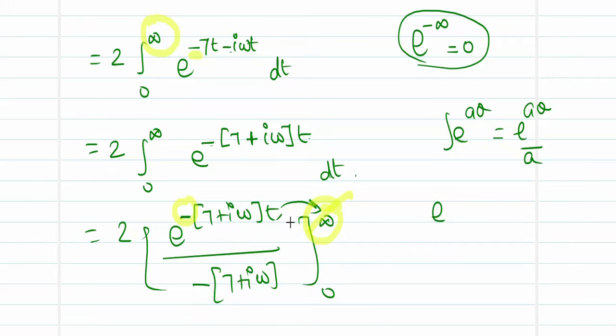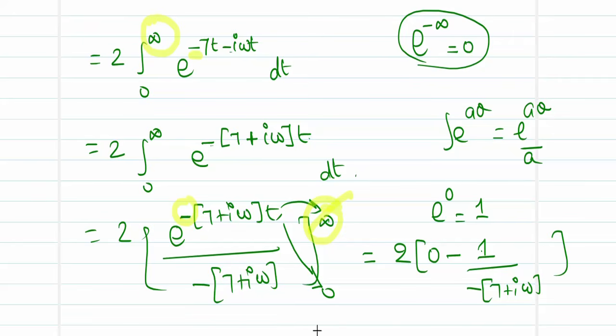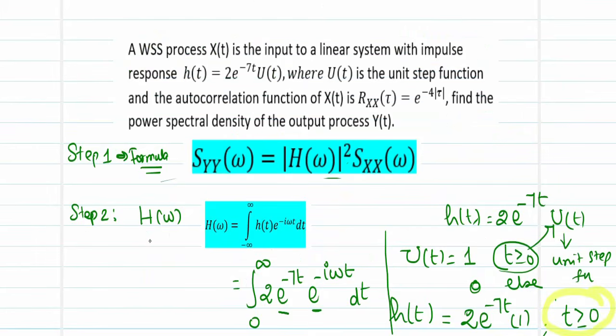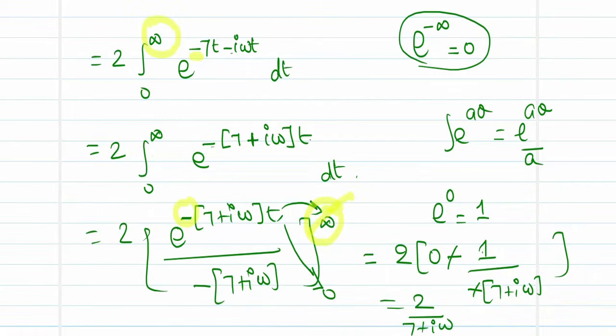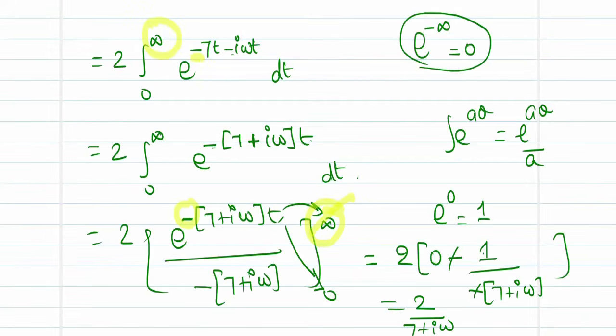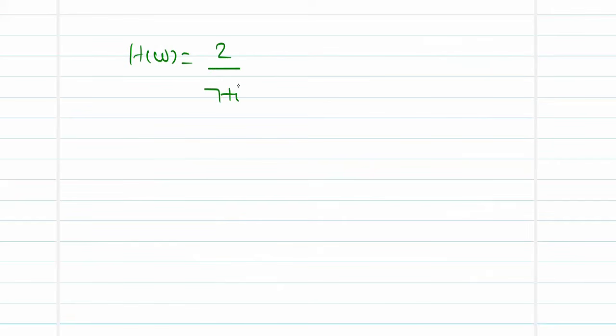And about the lower limit, t takes the lower limit to be 0. What is e to the power of 0? E power 0 makes it 1. So what you will have is 2 times (upper limit is 0 minus lower limit e power 0, which is 1) divided by minus 7 plus I omega. The minus sign cancels off, leaving 7 plus I omega. So my h of omega is going to be equal to 2 by 7 plus I omega.